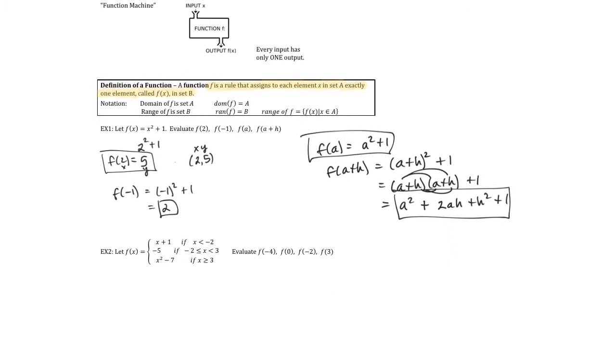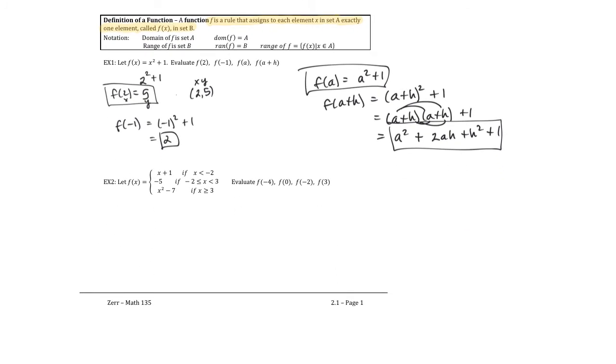Okay, now we can also have functions that have different rules at different places. So this is called a piecewise function. This is saying, okay, if we have x's where they're less than -2, then our function is defined by x plus 1. So f of -4, we need to use this top rule. So we would have x plus 1, so it would be -4 plus 1, which is -3.